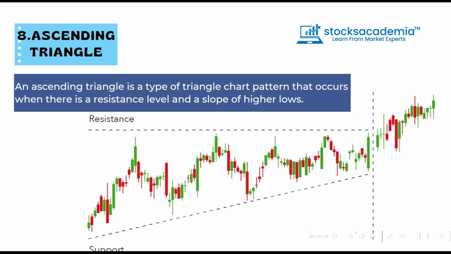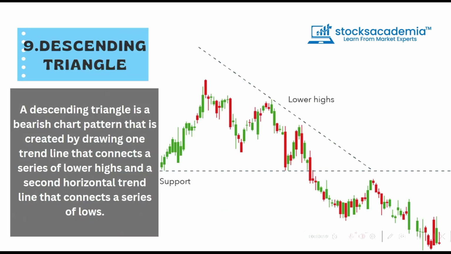An ascending triangle is a type of triangle chart pattern that occurs when there is a resistance level and a slope of higher lows. Now descending triangle. A descending triangle is a bearish chart pattern that is created by drawing one trend line that connects a series of lower highs and a second horizontal trend line that connects a series of lows.